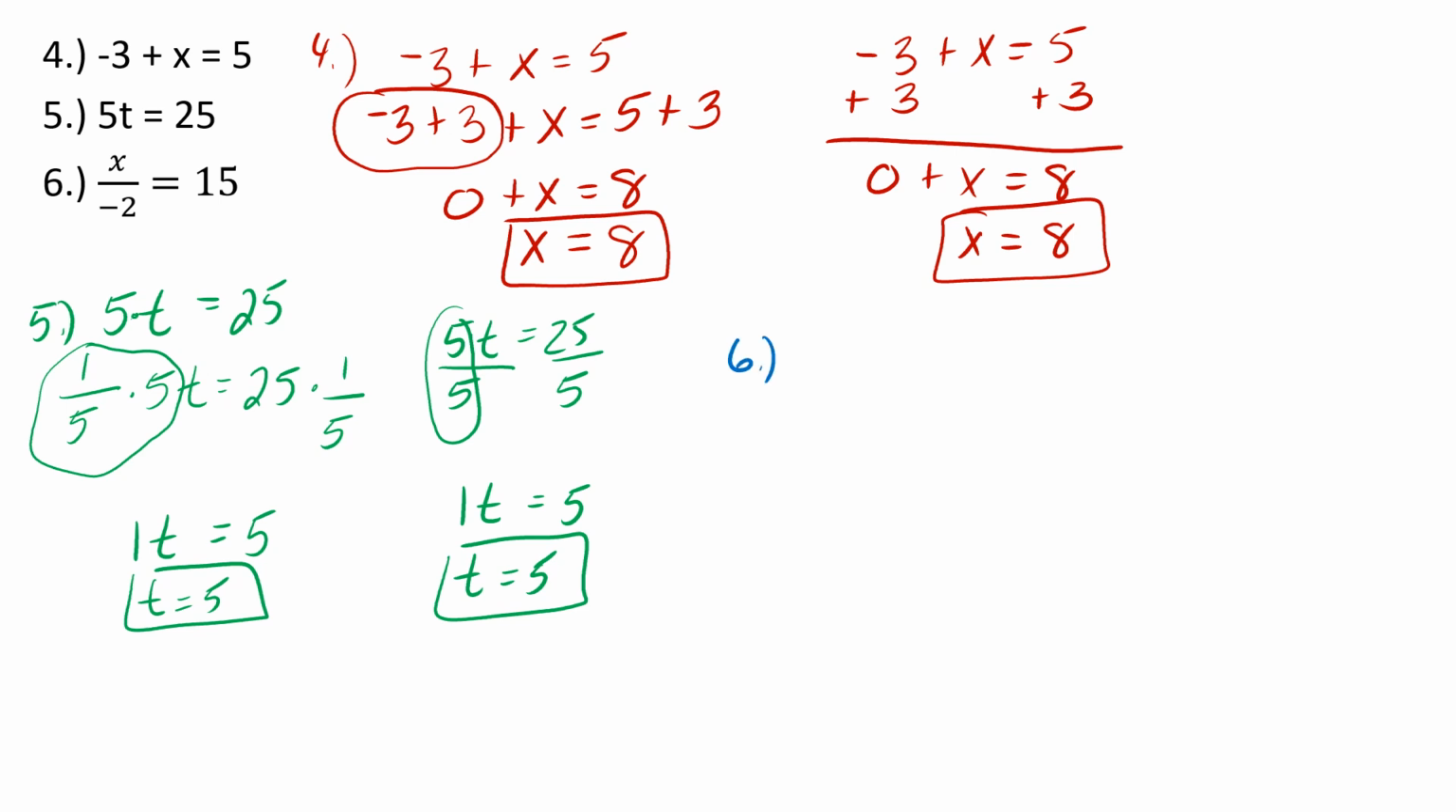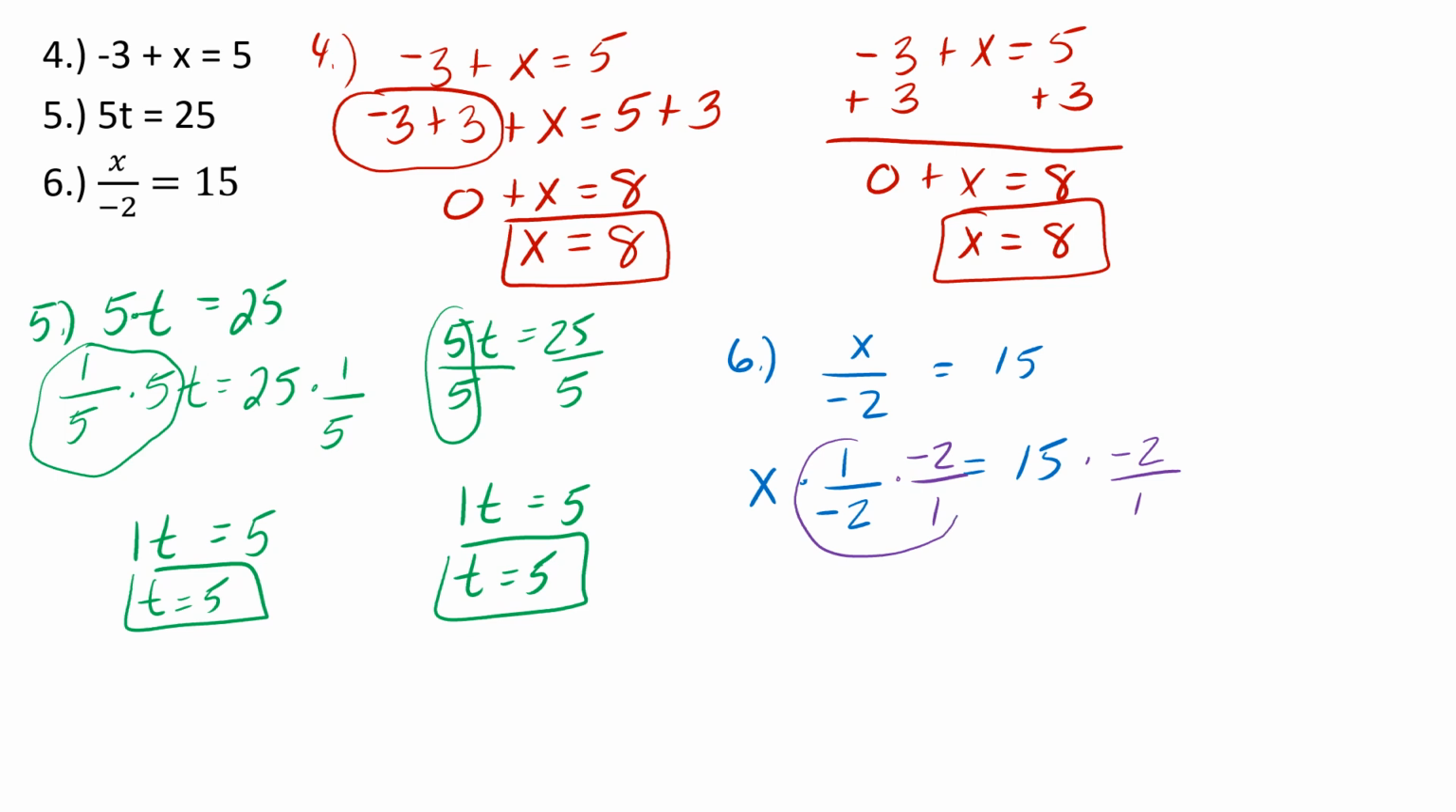And last one here, we have x divided by -2 is equal to 15. And for this one, doing it out using the definition, we would take that division and write it as multiplying by the reciprocal. So this would be like x times 1 over -2. And then I'll save myself a little bit of space here. To undo that, we would multiply by the reciprocal, which is -2 over 1. And we just got to make sure we do the same thing to both sides.